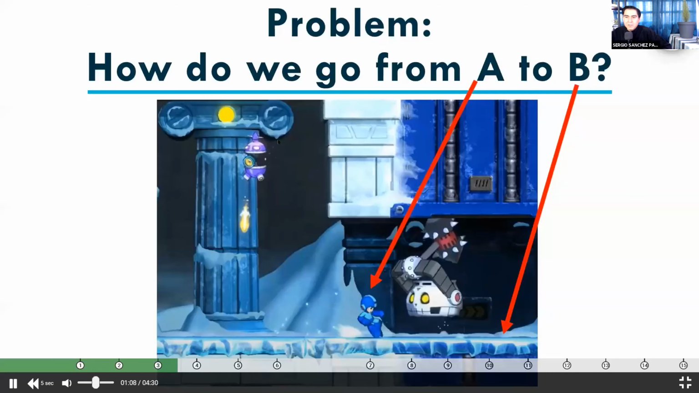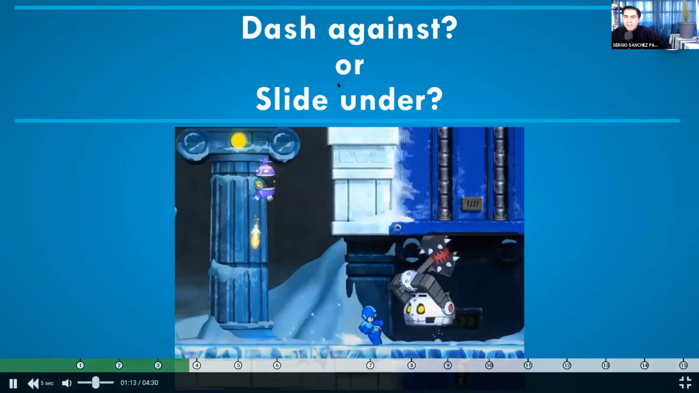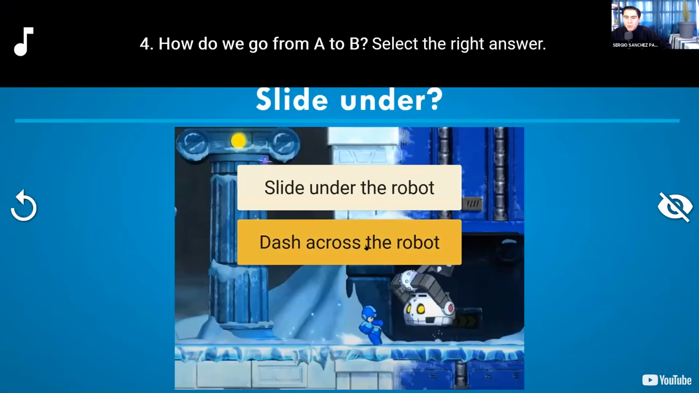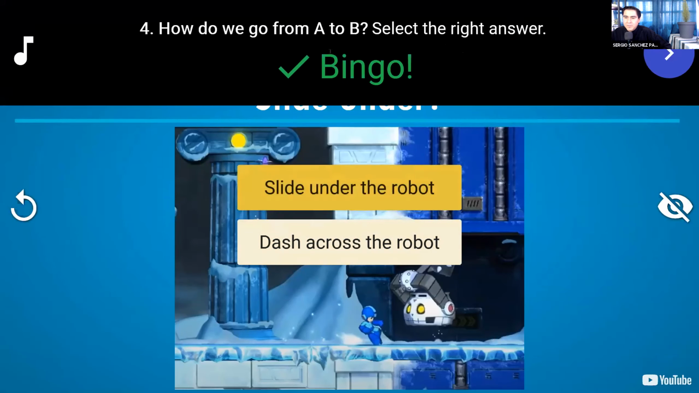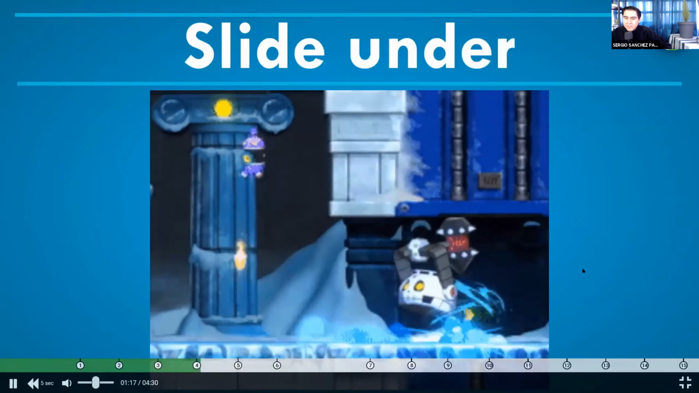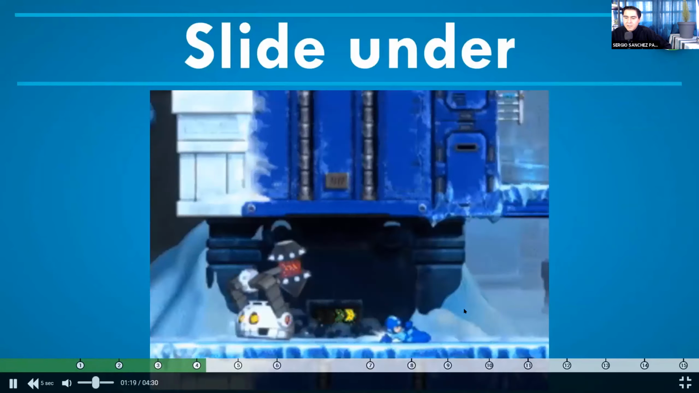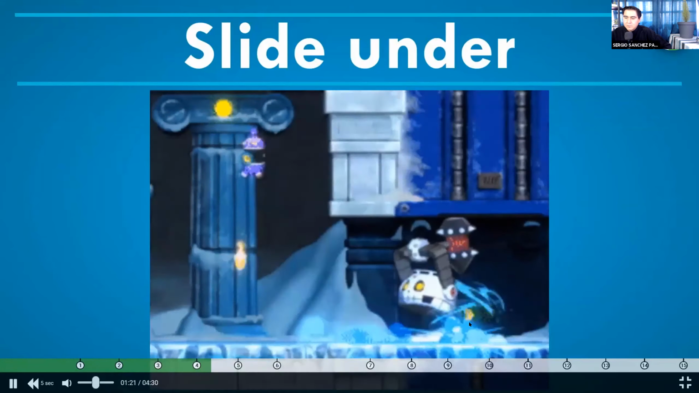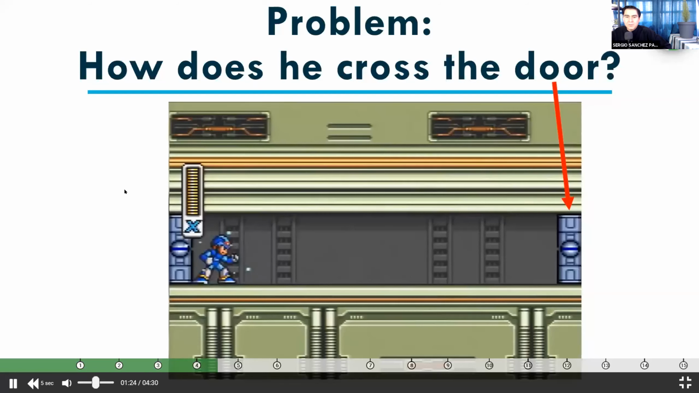This continues, and we have the next problem. How do we go from A to B? Should he dash against the robot or should he slide under the robot? I'm going to go for slide under the robot. That's the one. I continue, and I'll be shown the stimulus once again with this little guy sliding under the robot. How does he cross the door?